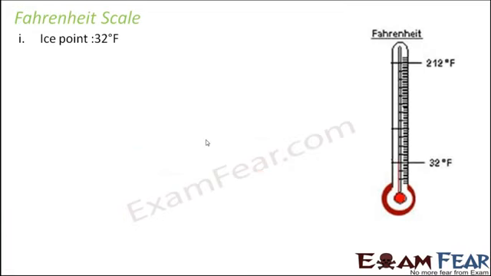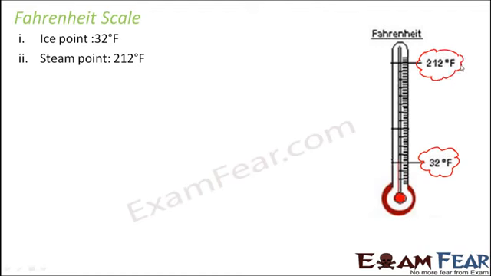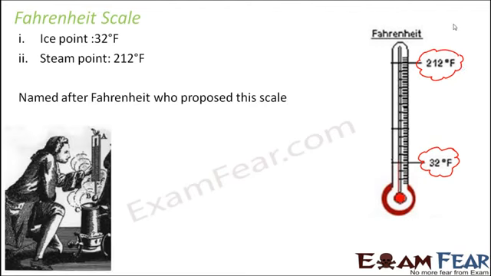The next one is the Fahrenheit scale. Here the ice point is 32 degree Fahrenheit and the steam point is 212 degree Fahrenheit. That means 0 degree Celsius is equivalent to 32 degree Fahrenheit, because the temperature at which water starts to freeze, that is the ice point, is 0 degree in the Celsius scale and the same temperature in the Fahrenheit scale is 32 degrees. So that's how the Celsius and the Fahrenheit scales get related to each other. It was named after Fahrenheit, who had proposed this scale.